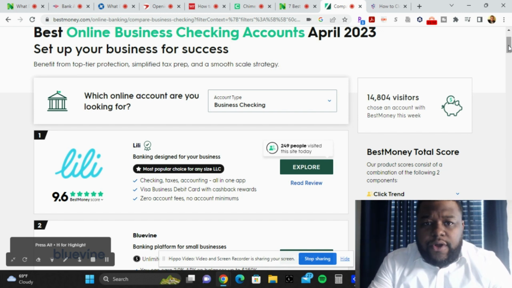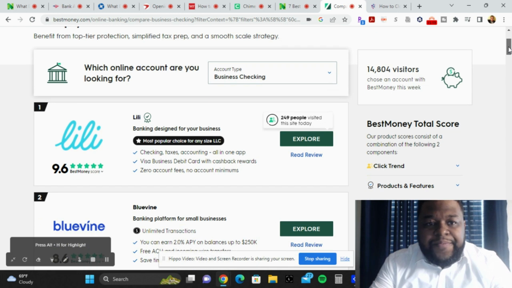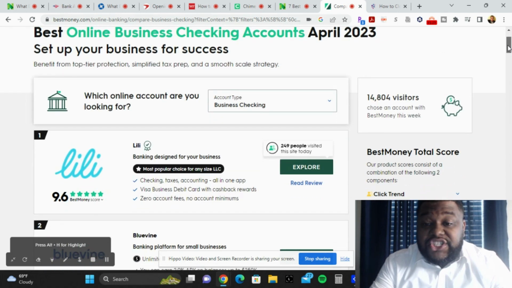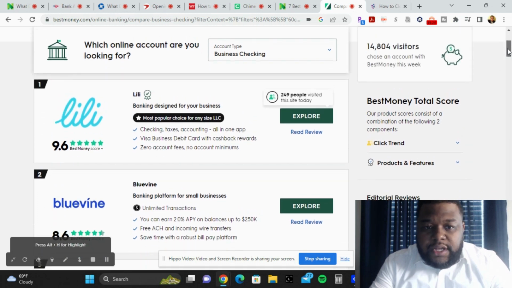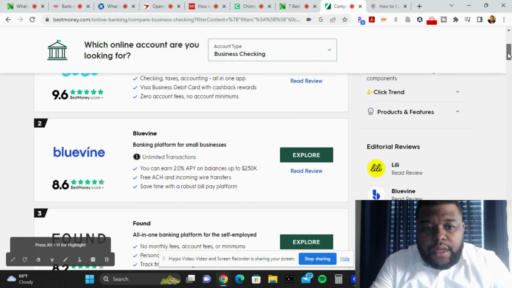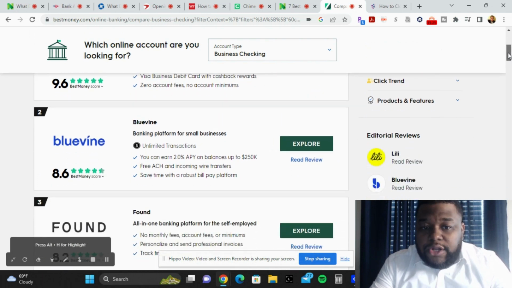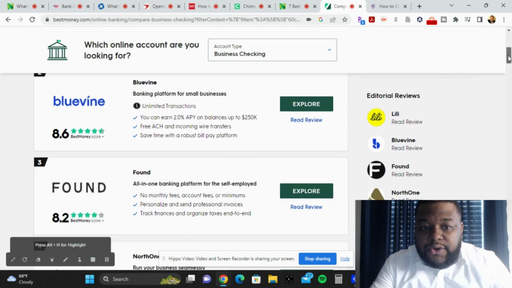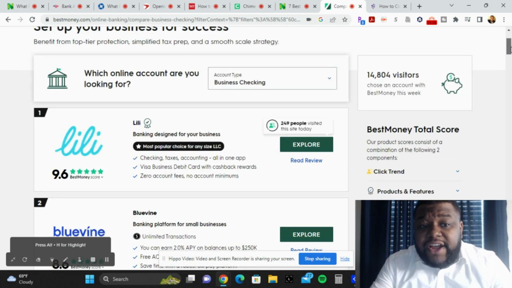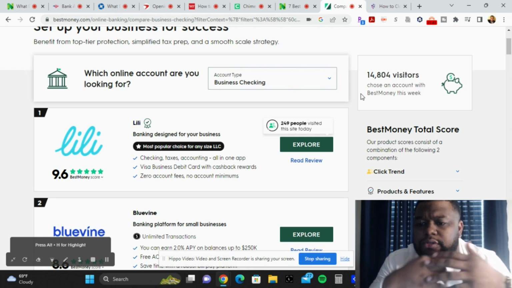And so, according to this search, these are the top business checking accounts. So I would say take a look at these. Lili is the most popular choice for any size LLC. With Bluevine, you can earn 2% APY on balances of $250,000 or more. I've actually heard of Lili. And so just write it down, take this information.